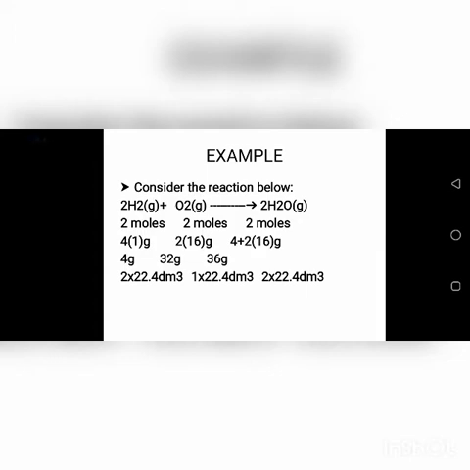In terms of Avogadro's law, the coefficient before hydrogen is 2, so 2 times 22.4 dm³/mol. That is for hydrogen gas. For oxygen gas, the coefficient is 1, and in chemistry, 1 is not always indicated, so 1 times 22.4. And for water, the coefficient is 2, and that is why we have 2 times 22.4. So this shows how we can relate mole, molar mass, and molar volume in a given reaction.